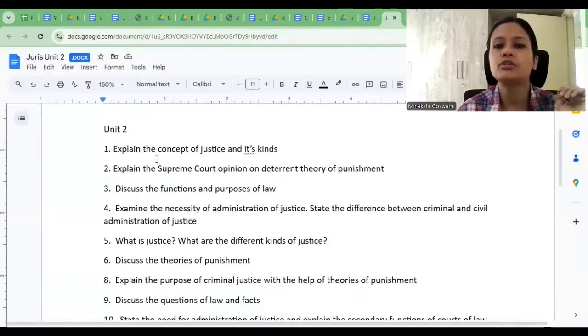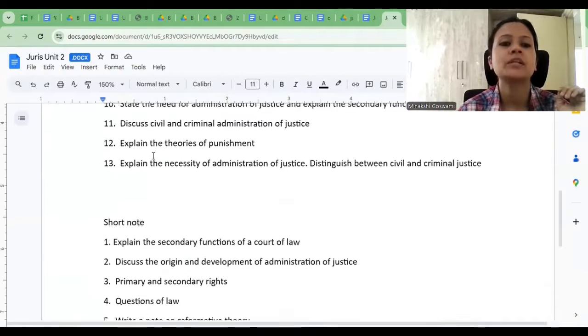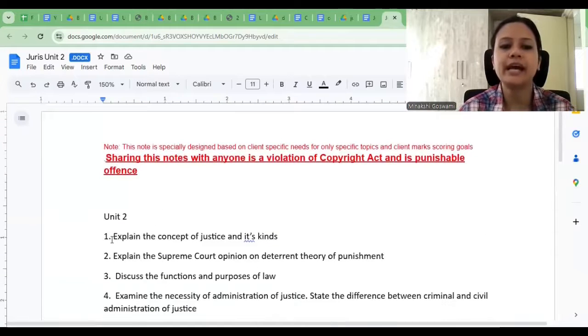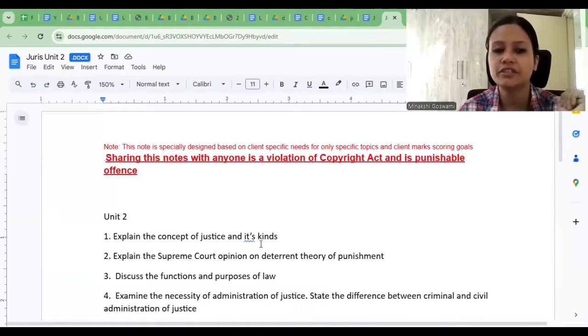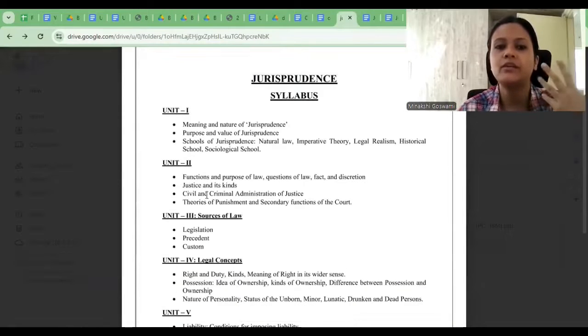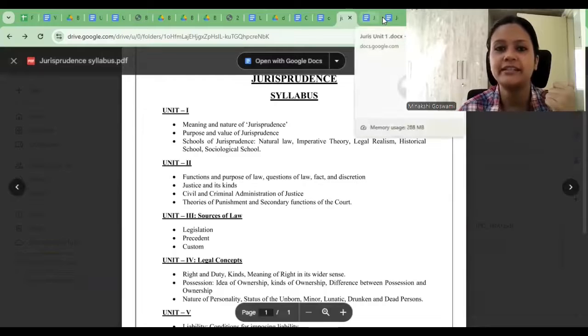Now we will look at the important questions from Unit 2. So first we have long questions, wherein we have firstly, explain the concept of justice and what are the different kinds of justice. Explain the Supreme Court's opinion on deterrent theory of punishment. All these concepts are added if you look at this Unit 2 syllabus, right? Concept of justice, what is civil and criminal administration of justice, theories of punishment, everything is added here.